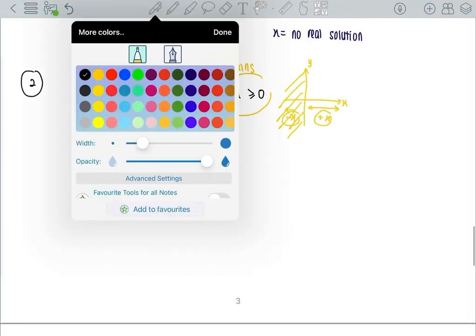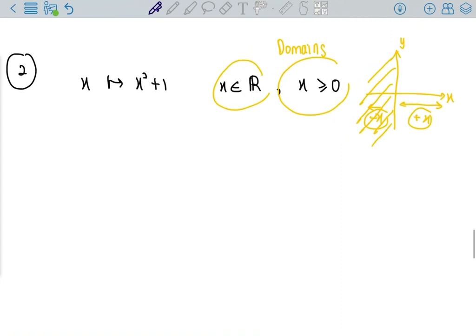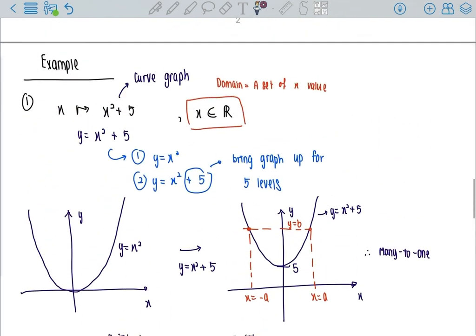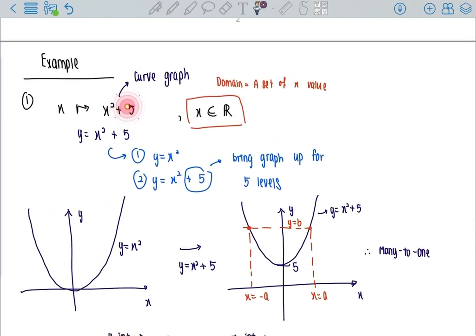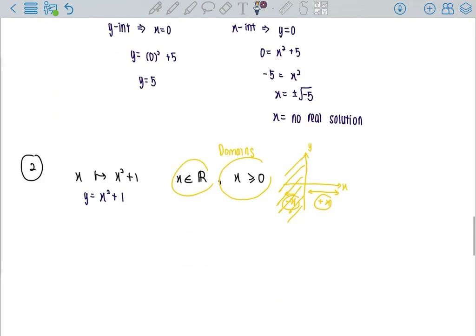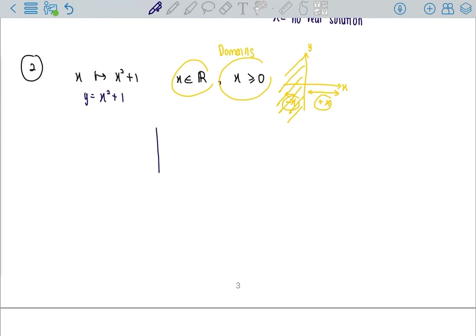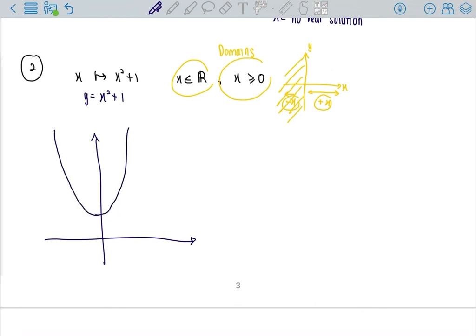So let's sketch this y equals x squared plus 5. If you have understood the previous question, y equals x squared plus 5 means we first sketch y equals x squared and then bring our graph up 5 levels. If plus 1 means we bring it up 1 level, our graph y equals x squared plus 1 will look like this, intersecting at y equals 1.